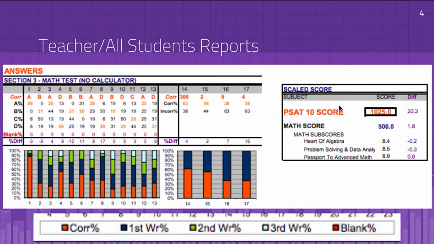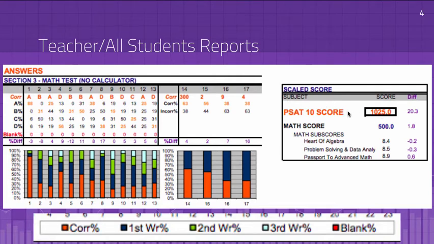So again, these are the screenshots from the beginning of the year. The teacher all-student reports have different components. You'll have an answer section on the teacher and the all-student report. The all-student report will not have this section, however. But when you talk about the answers, they talk about the percent correct, first wrong, second wrong, third wrong, etc. What they do is they take this data and then turn it into graphical form for you at the bottom using all these nice colors.